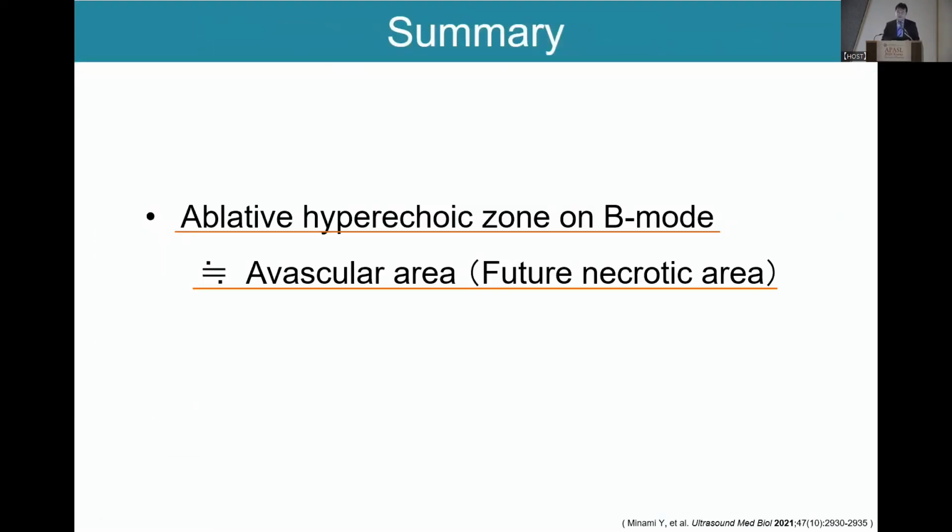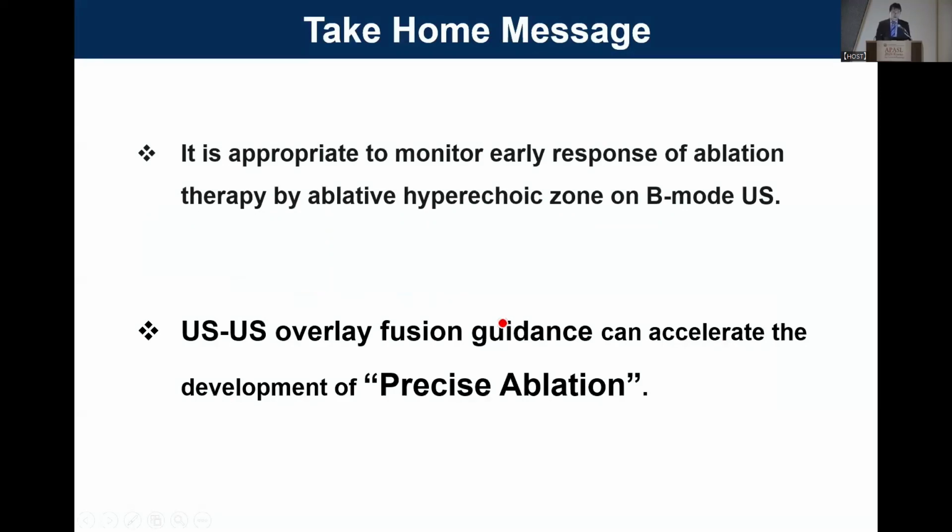According to our results, we concluded that the ablative hyperechoic zone on B-mode ultrasound is almost equal to the avascular area. So it is appropriate to monitor the early response of ablation therapy by the ablative hyperechoic zone on B-mode US. And US-CT/MRI fusion guidance can accelerate the development of precise ablations.